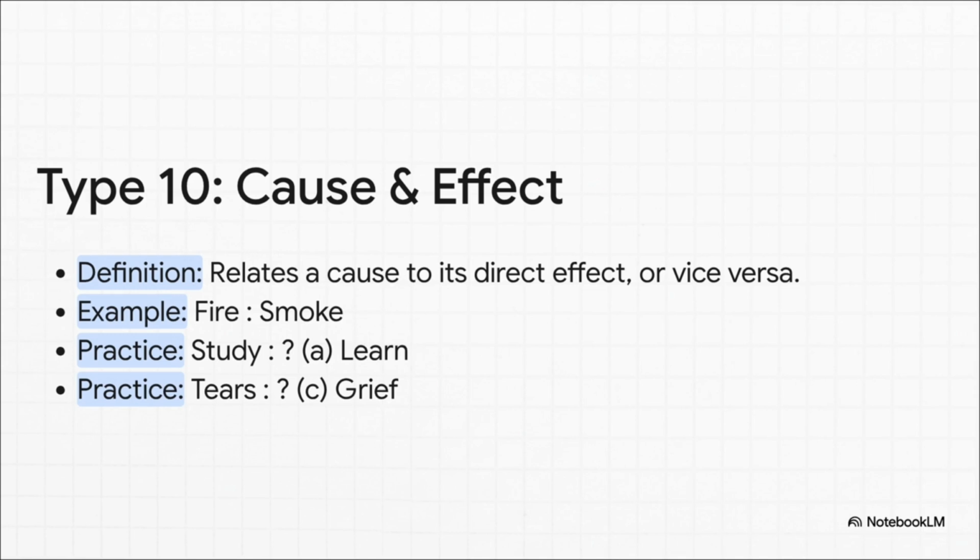Now check this out. The next one is reversed. It goes from the effect back to the cause. Smoke is the effect of fire. So tears are the effect of grief. Answer C. You always have to check the direction of that relationship.